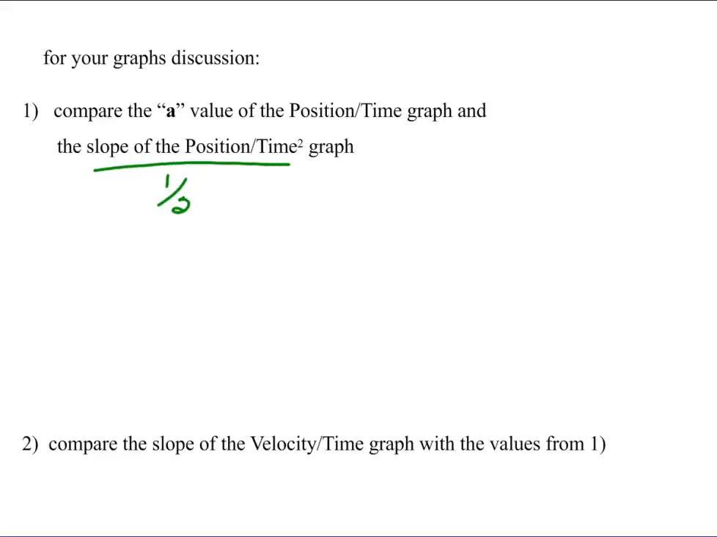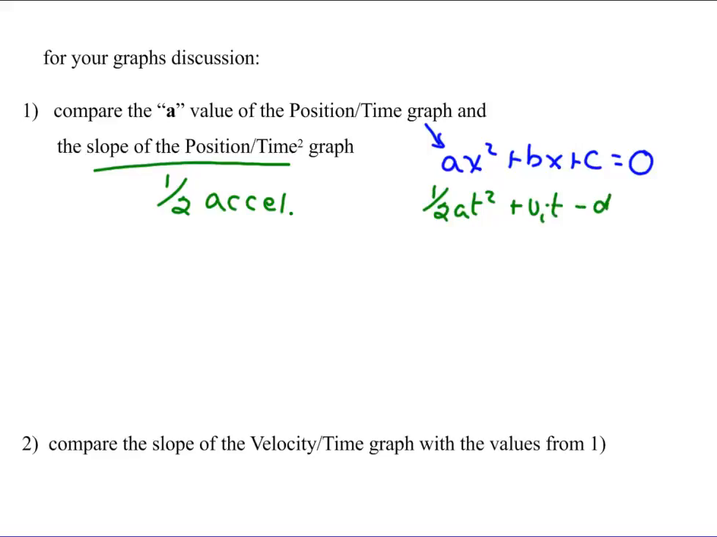This is 1/2 of the acceleration. And what I mean by the a term of your position time graph is it's a quadratic, so it's ax squared plus bx plus c equals 0. Again, if we look at our kinematic equations, what we're going to see is that one of the kinematic equations looks like it could be a quadratic. And if we take that kinematic equation, we can rewrite it so that it looks like this: 1/2 at squared plus vit minus d equals 0. So we've taken the displacement and subtracted it from its side, so it's on the same side as all the other terms, and now we have a 0 equation.